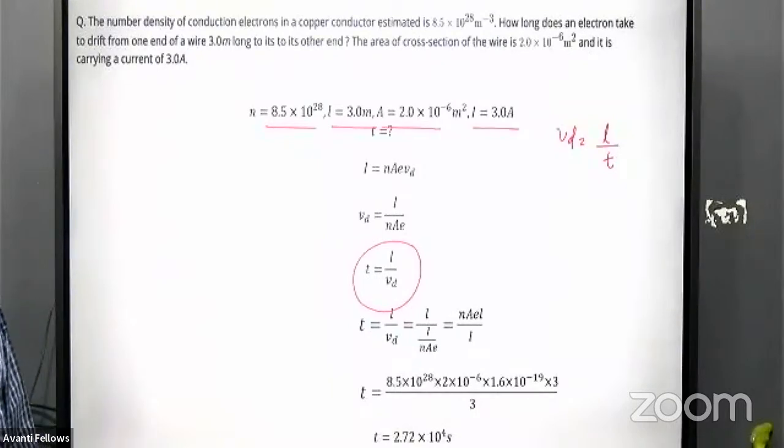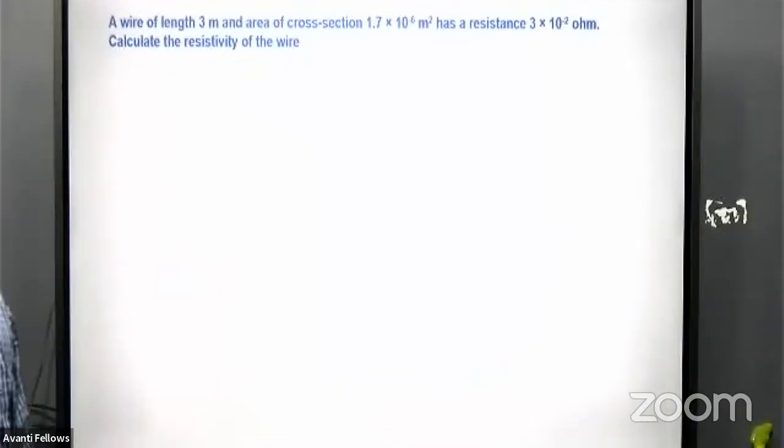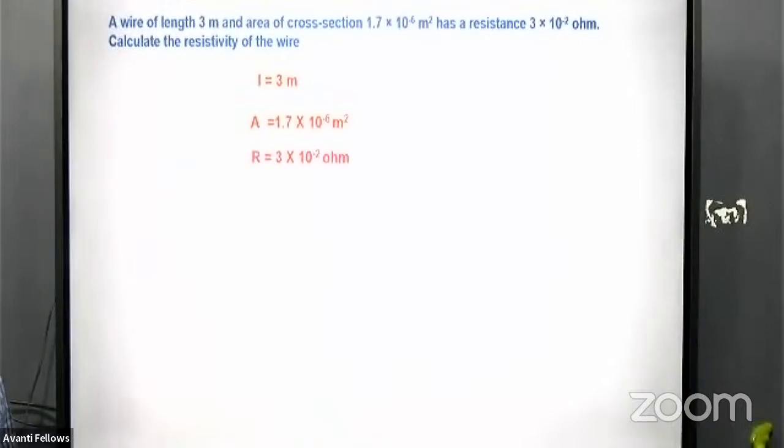Okay, move on to the next one. A wire of length 3 meter and area of cross section 1.7 into 10 power minus 6 meter square has a resistance of 3 into 10 power minus 2 ohms. Calculate the resistivity of the wire. L is given as 3 meter, area is given, resistance is given. It's a very simple one. R equals rho L by A, so rho equals RA by L. Direct question. When we substitute, we get a value of 1.7 into 10 power minus 8 ohm meter.